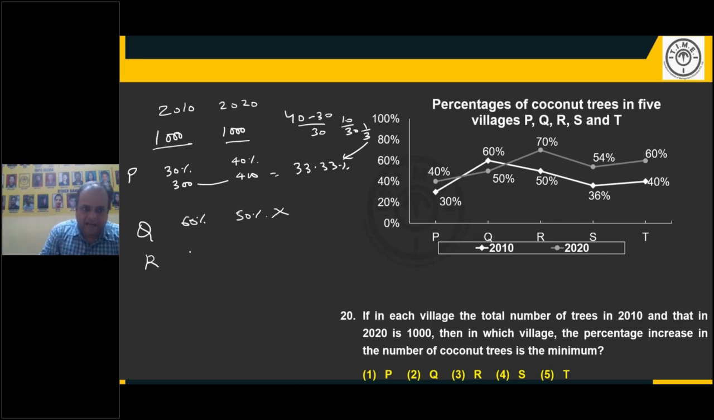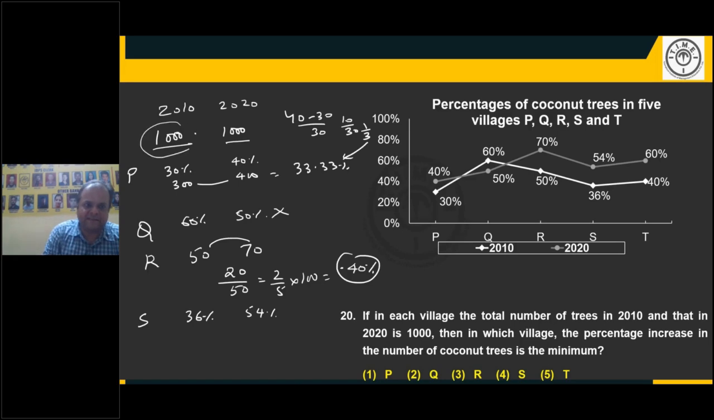Look at R. R is becoming 50 to 70. Actually, you don't have to find the values also. 50 to 70 would mean an increase of 20 on 50, which is 2 by 5, and 2 by 5 into 100 is 40%. So this increase is 40% for R. If you look at S, 36% to 54%. Why are we not finding out values? Because the values are same, 1000. So we don't need to consider this. So 36 to 54. This is an increase of 18 on 36, which is 1 by 2, which is a 50% increase. So this was 40%, this was 33%.